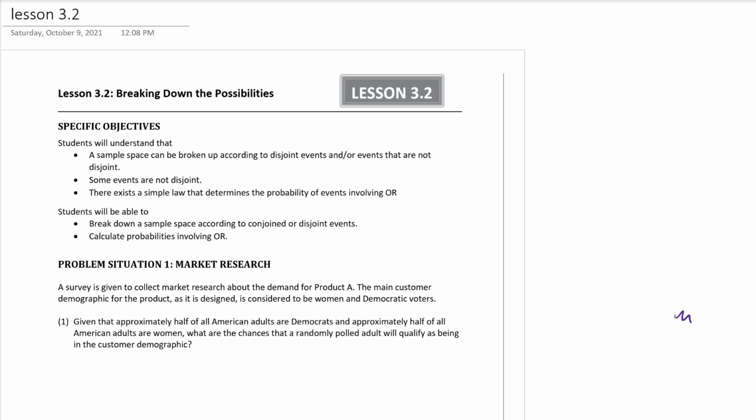Hi everybody, this is lesson 3.2, the title of the lesson, Breaking Down the Possibilities. Let's go ahead and read the specific objectives.